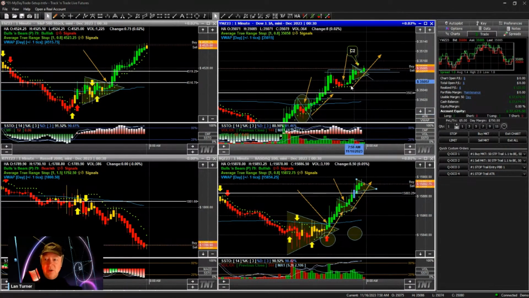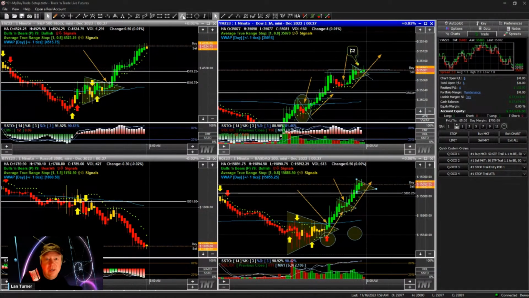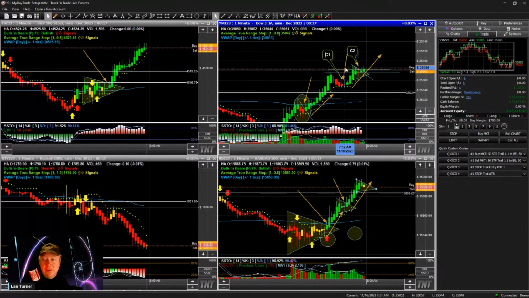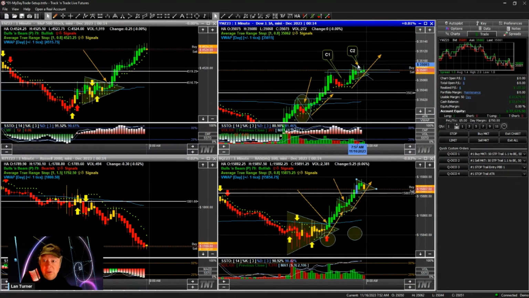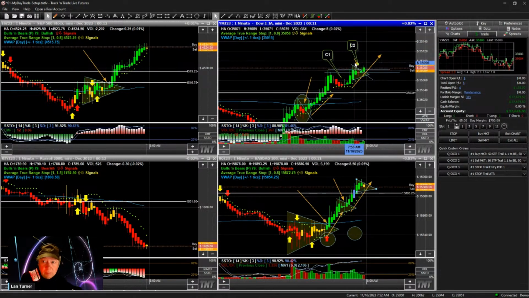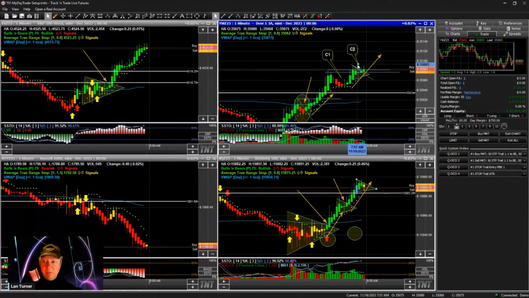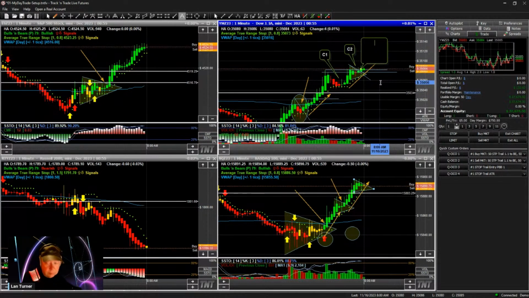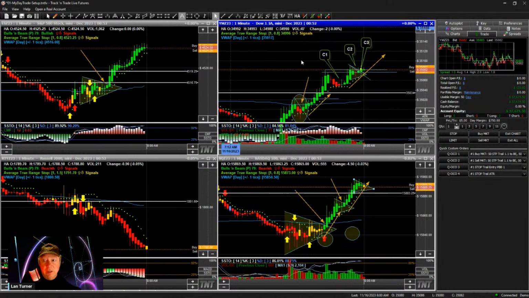And so this is a C drive. This is a C drive. So the C1 is right there. That break right there is your C1. So that's your C2 right here. The question is, is that C2 going to be big enough to get into and right up to the C3 and then the top? So usually we'll get a C2 and then we'll get a C3. And then the trend will be over and we'll look for the market to fall.